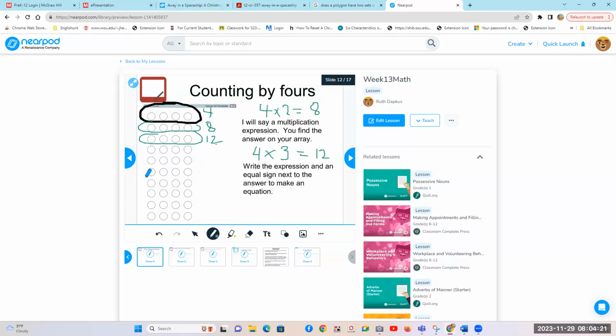So make sure you've got your array filled, not just on Nearpod here, friends, somewhere in your notebook, okay? And then write the expression and an equal sign next to the answer to make an equation, just like I did right here. All right, guys, so get that done, and we're gonna have lots of fun in math today, counting by fours.